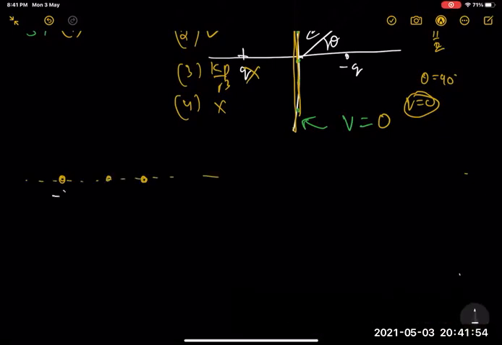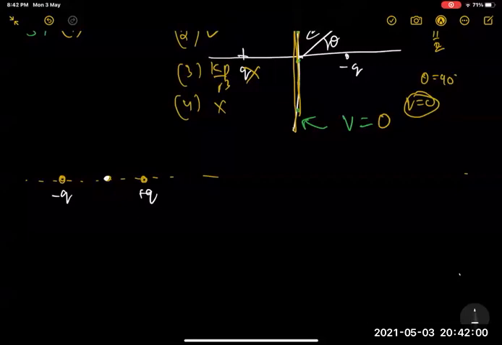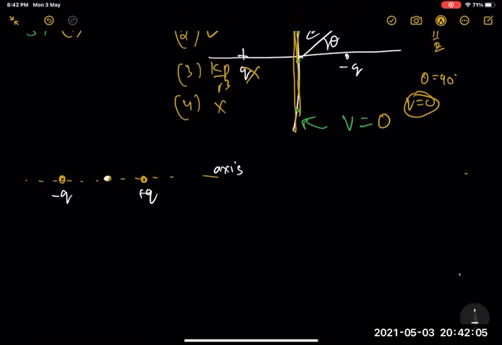This is a dipole, minus q and plus q. This is the center point, situated on the axis at a point, at a distance from the midpoint of the dipole.